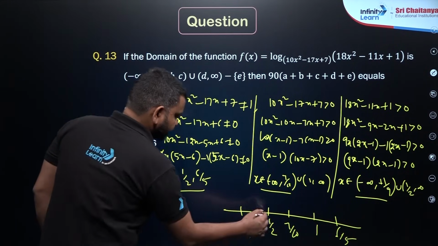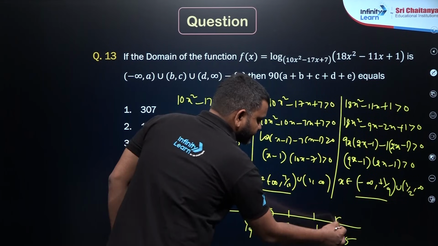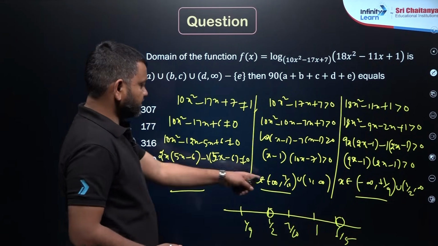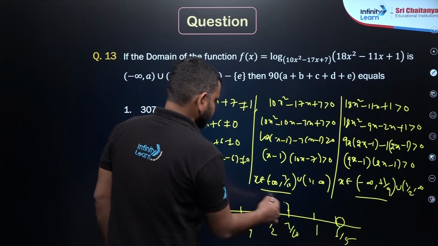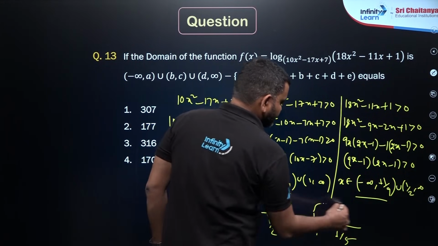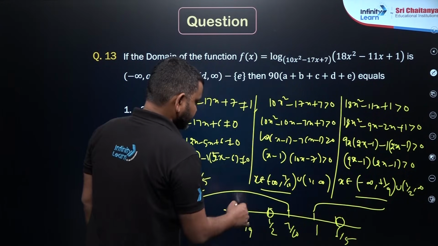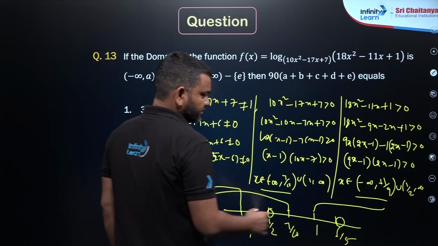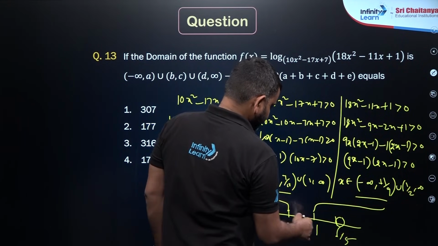So this should not be included. This value should not be included. This value should not be included. 7 by 10 and less, so on the left side, and 1 and more on the right side. 1 by 9 and left side, and 1 by 2 and greater value.